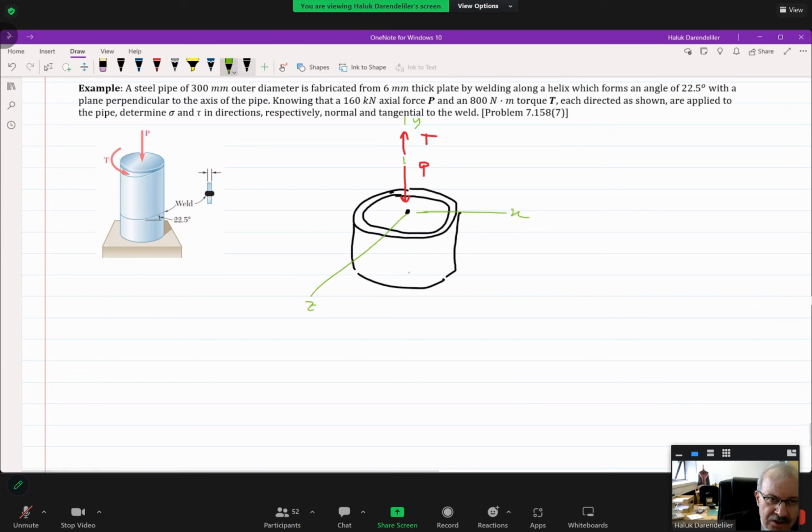Now, I am changing the location of the point and putting it on the Z-axis here. Okay? This is point A. Now, this is the weld, and we know that this weld is making 22.5 degrees with the x-axis. Now, keeping this orientation, I am drawing a cubical element. Look, this is the cubical element at A, because I have to show the stress state clearly on a cubical element. This is my cubical element.